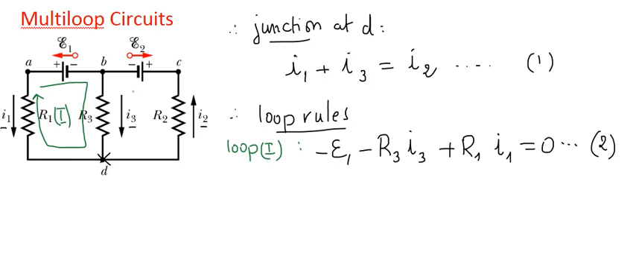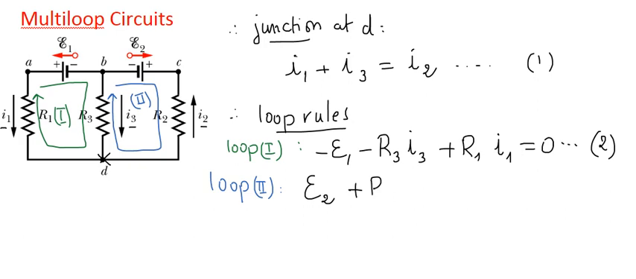We need another loop. Let's take point B, and I take this loop. That's my second loop, loop 2. Right? So let's write our loop rule. E2 plus R2 I2 plus R3 I3 equal 0.